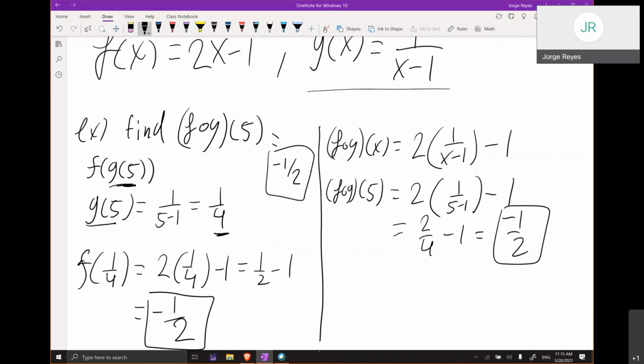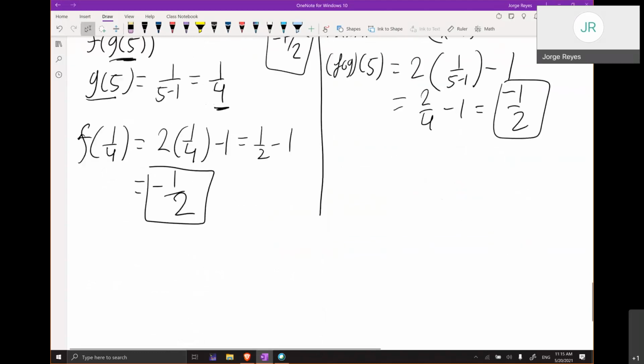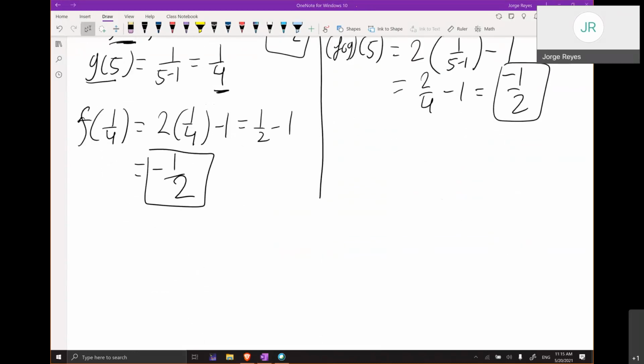So you have 2 options. You can do it in pieces, or you can compose the function and then just plug in. It doesn't matter which way you choose. You get the same answer. So just pick your favorite, and that should be fine.